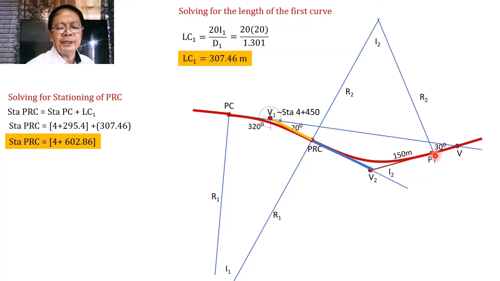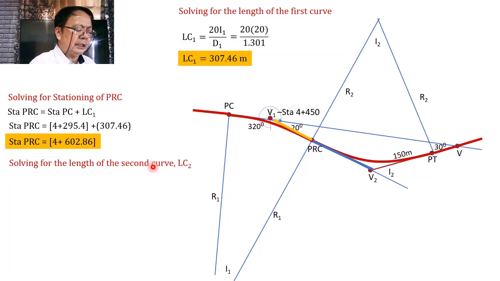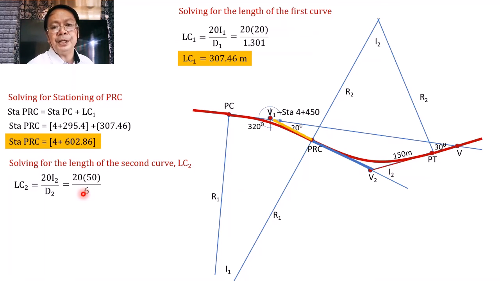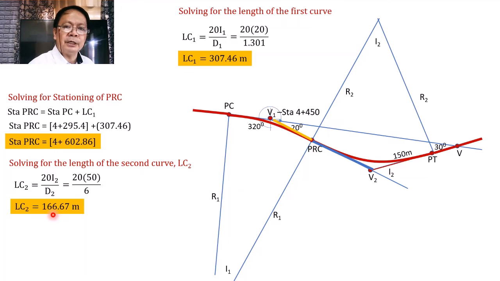And then finally, we can compute for the stationing of the PT by adding the length of the second curve. The length of the second curve can be computed again by the chord basis, that is equal to 20 I sub 2 over D sub 2. This will be equal to 20 multiplied by 50, and the degree of the curvature being given of 6. So we can compute for the length of the second curve to be at 166.67.